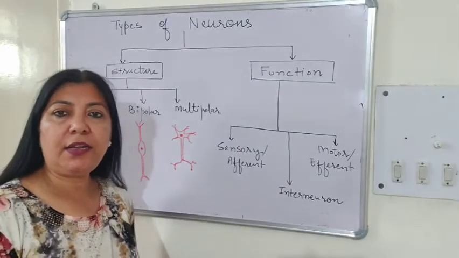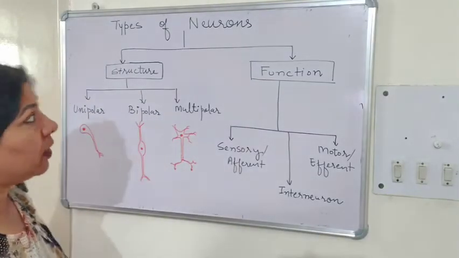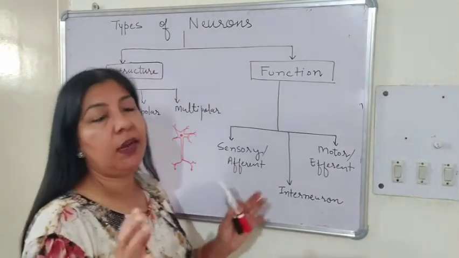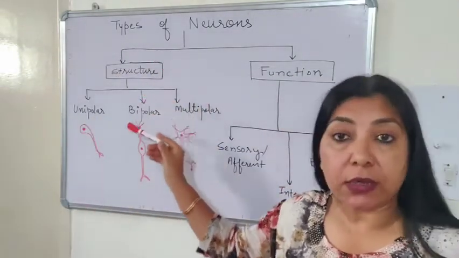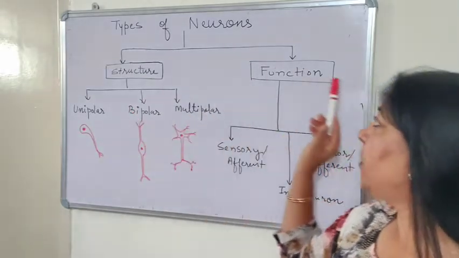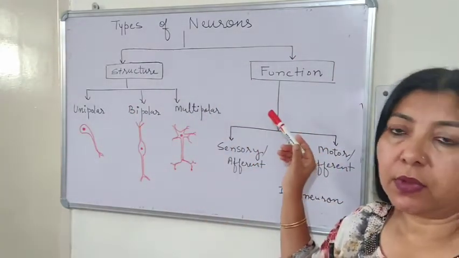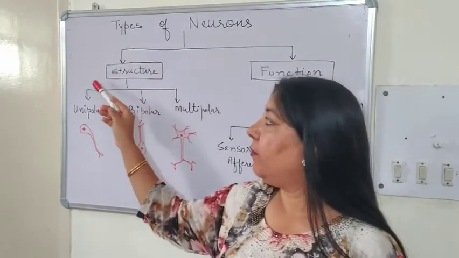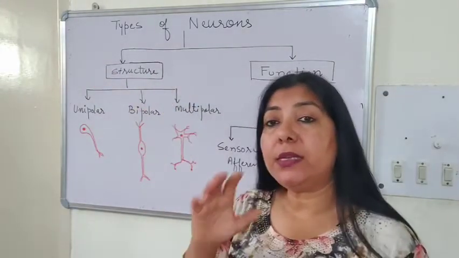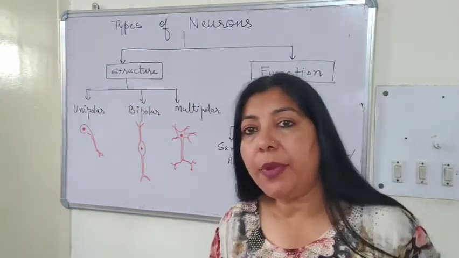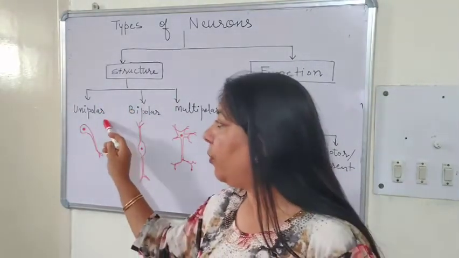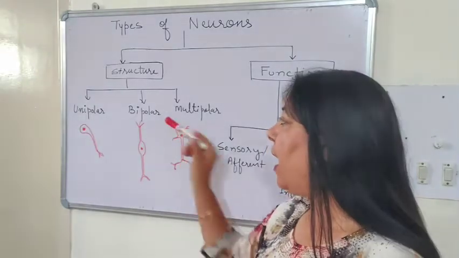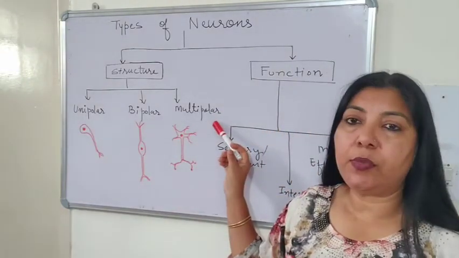Now let us study the different types of neurons. So these neurons we can divide into two categories. We can study them based on their structure and based on their function. When we study them on the basis of their structure, they can be divided into three types: unipolar, bipolar and multipolar.